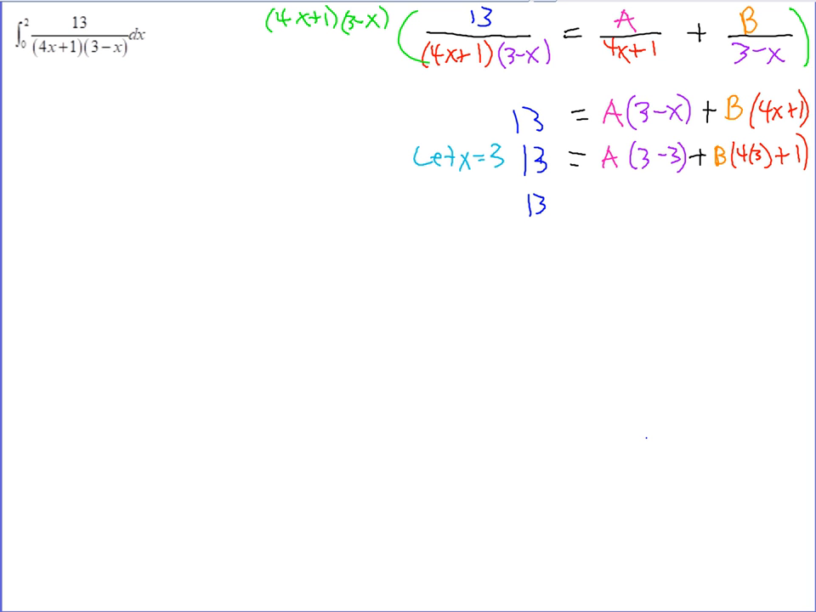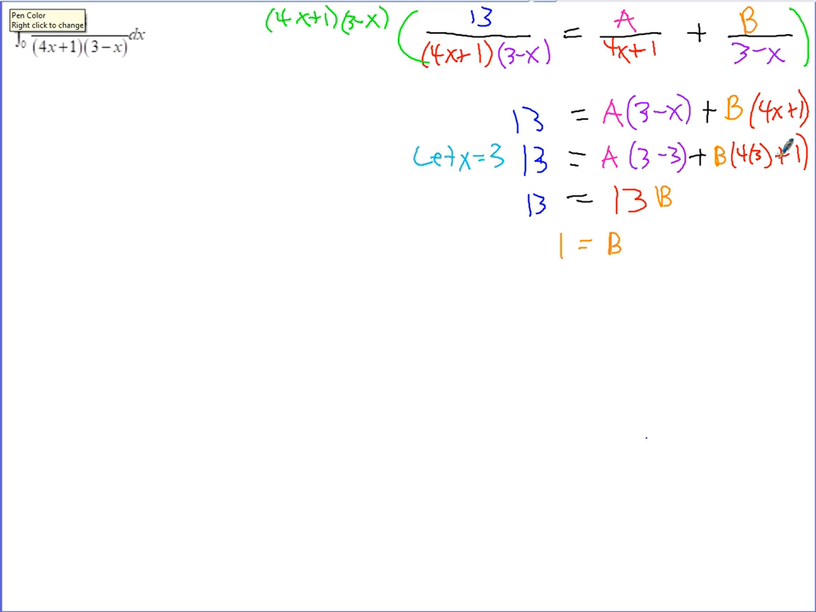We get 13 equals 3 minus 3, that's 0, that wipes out the a term, which is what we wanted to happen. And then 4 times 3 is 12, plus 1 gives you 13b. And when you divide by 13, you just get b equals 1. So sometimes they work out to be fractions, sometimes integers, just depends on the problem.